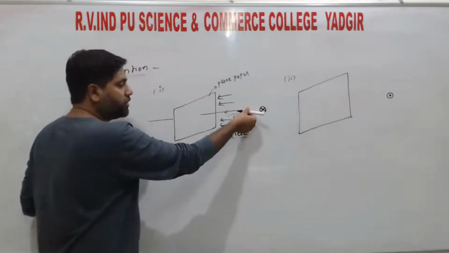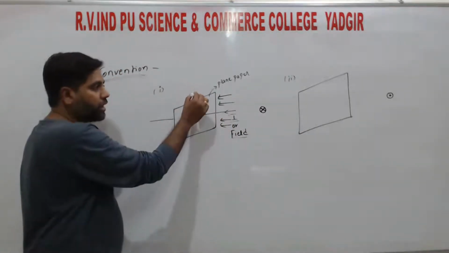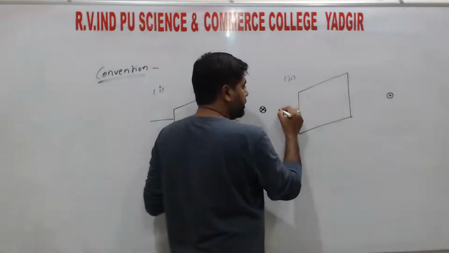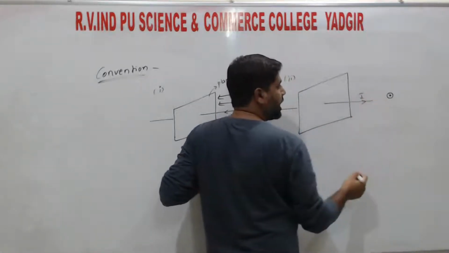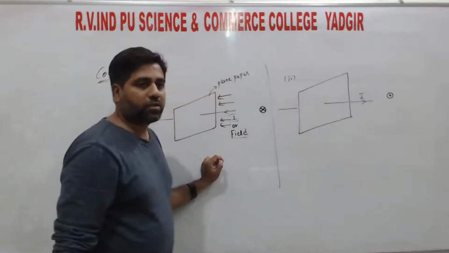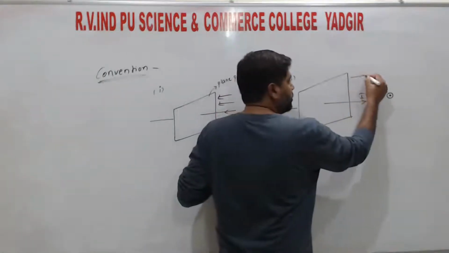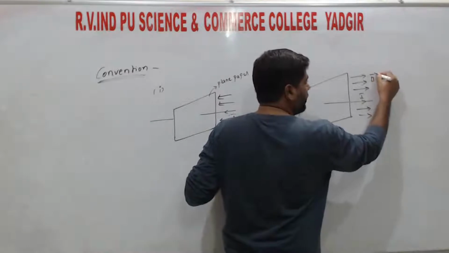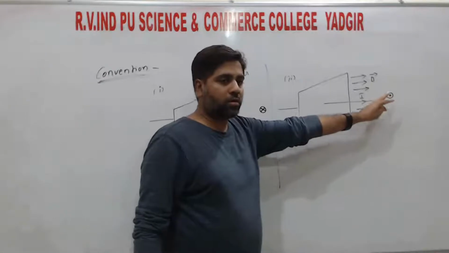So this is the current which is flowing inside the plane of the paper or into the board. In this case, current is coming out of the board, right? So this is the conductor with current I coming out from the plane of the paper. We represent it by a circle with a dot mark, and it can be current or magnetic field B, right?